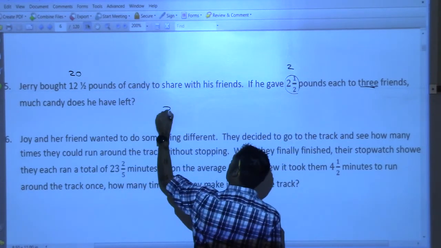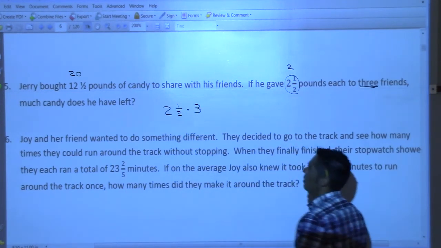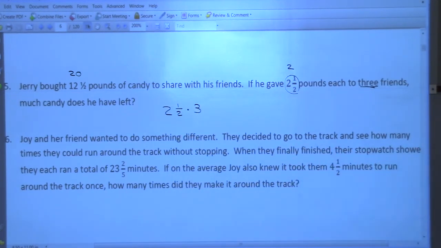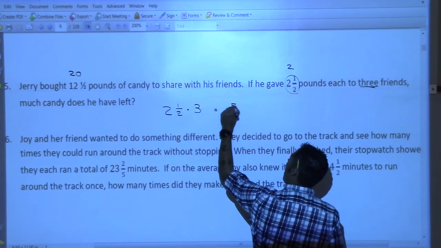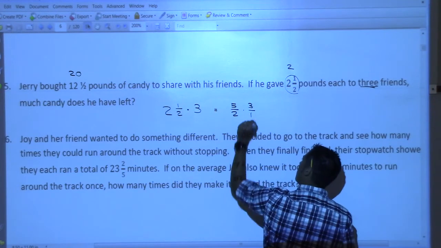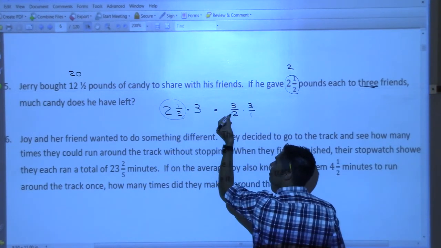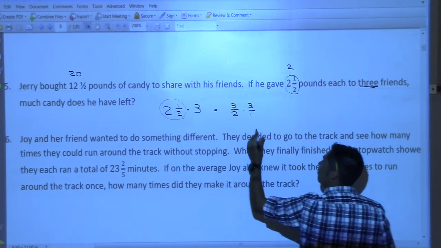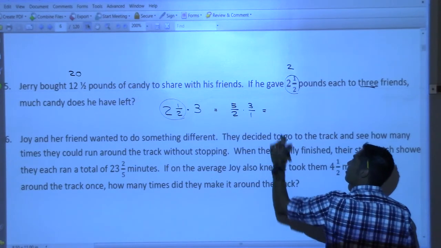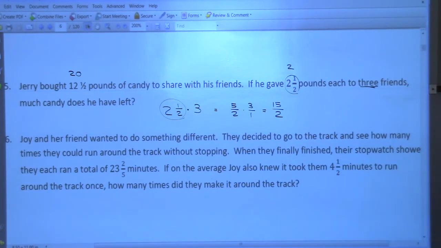So let's do this first. We do 2.5 times 3. That's going to be the amount of candy he gave away. This is the same as 5 halves times 3 over 1. So all I'm doing here is converting that over to this. 2 times 2 plus 1 is 5 over 2. And then converting 3 to 3 over 1. And this gives me 15, multiplying straight across, 15 halves. That's how much candy he gave away.